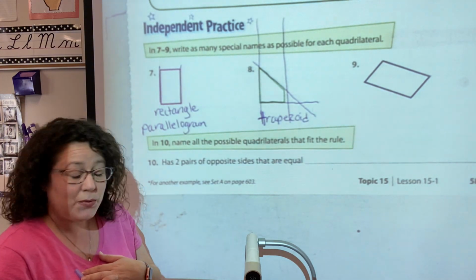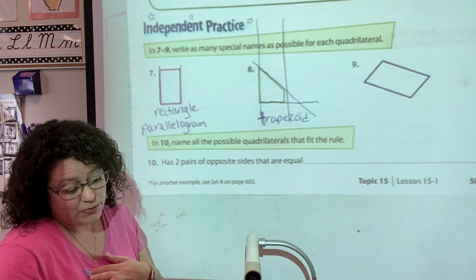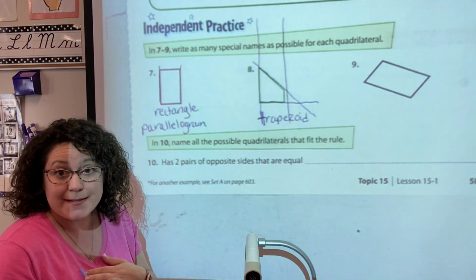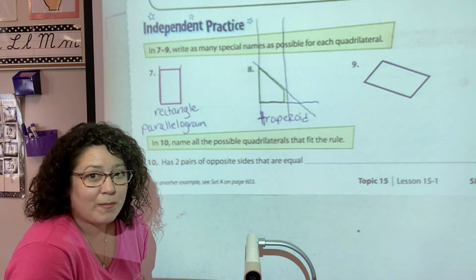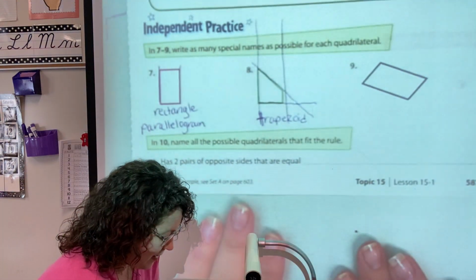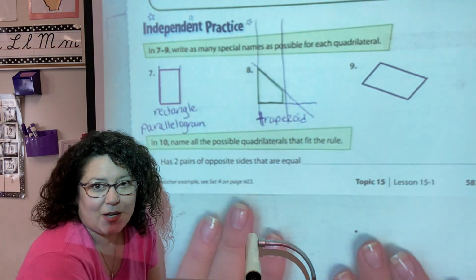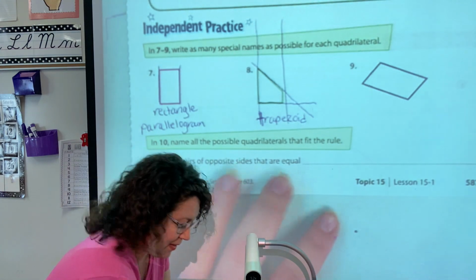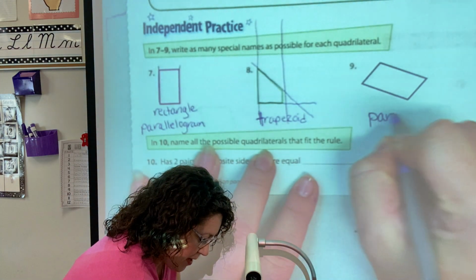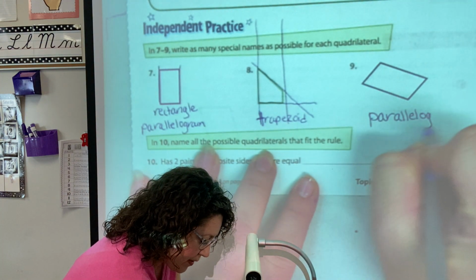And the answer is, drum roll please, parallelogram. Hopefully you got parallelogram.